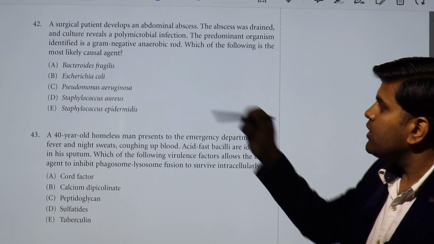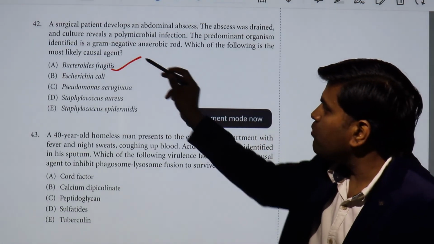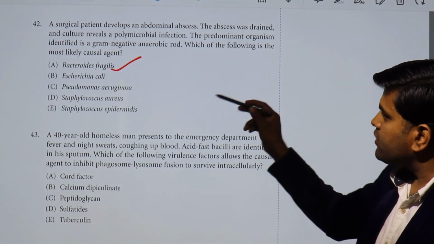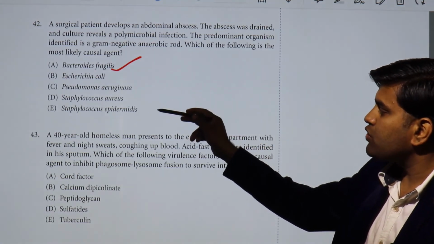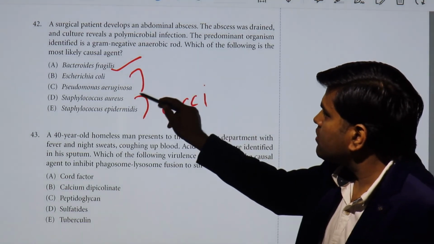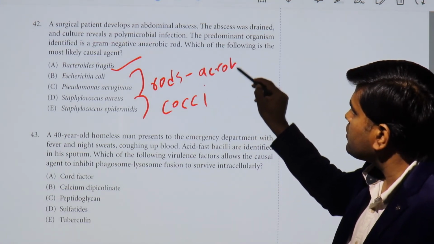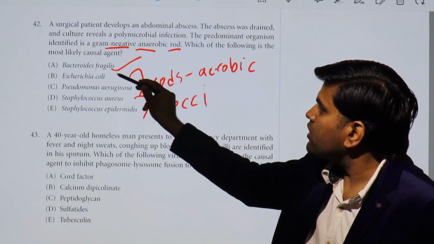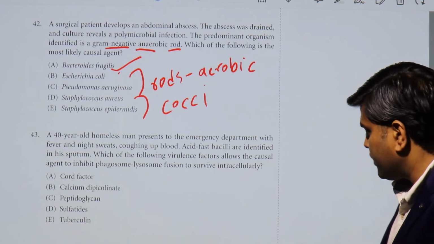The answer is A, Bacteroides fragilis, which is present in the largest amount in your gut. This is the anaerobic bacteria. E. coli is not anaerobic, Pseudomonas is not anaerobic, and Staphylococcus and Streptococcus, both of these are cocci, so not your answer. These are rods, but aerobic. The question is asking for a gram-negative rod but anaerobic. So only this is the anaerobic rod, and this is your answer.